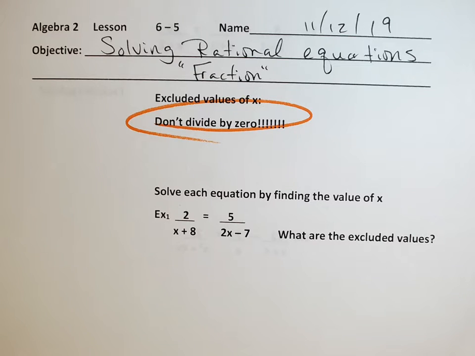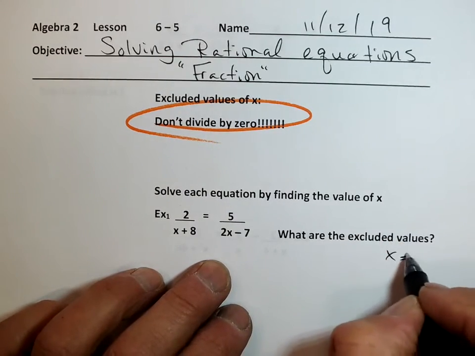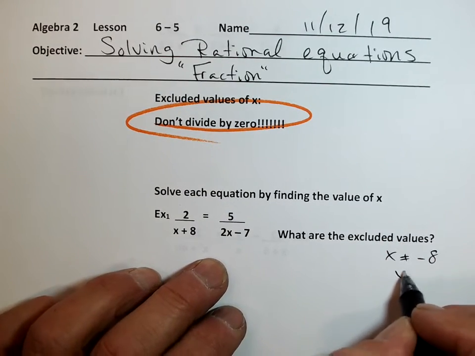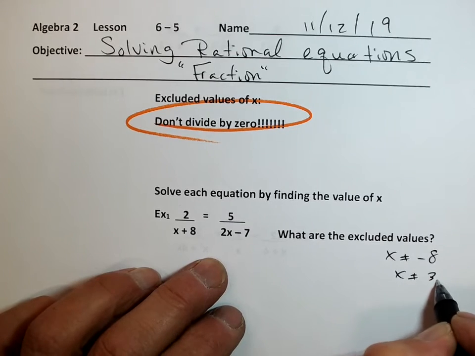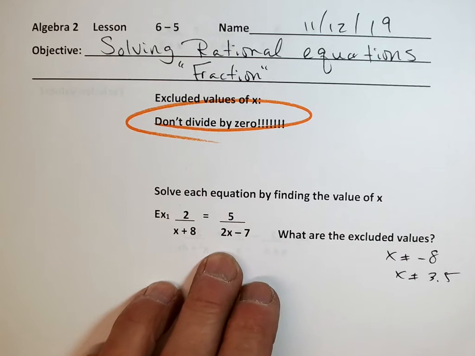And the same thing with this, if it's 3.5, and we talked about that, then you can't keep 3.5 either because it makes the denominator 0. So there's two things. Before I even solve it, I know that x cannot equal -8 and x cannot equal 3.5. Okay, so before I even start, what are the excluded values? Well, x cannot equal -8 and x cannot equal 3.5. Now where do I get the 3.5 from? I'm going to show you here in a second, okay?